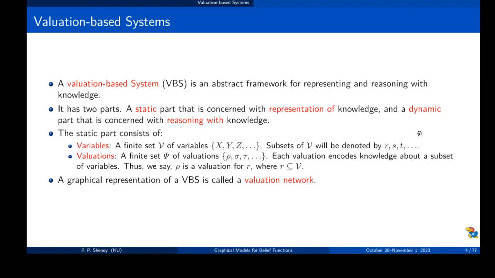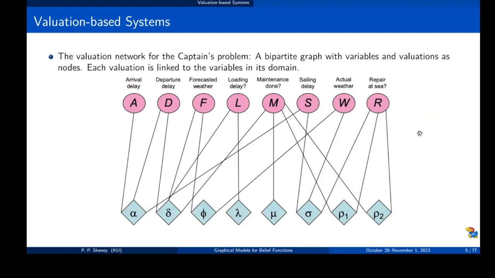Then we have a graphical representation of the whole thing, using a representation called a valuation network. I'll give you an example. My graphical model here has these variables: arrival delay, departure delay, forecasted weather, loading delay, etc. At the bottom are the valuations, what we know about these variables. Alpha tells us something about arrival delay, departure delay, and sailing delay. In this example, arrival delay is the sum of departure delay and sailing delay. Think of this as a bipartite graph, where we have edges only between the two parts of the graph.